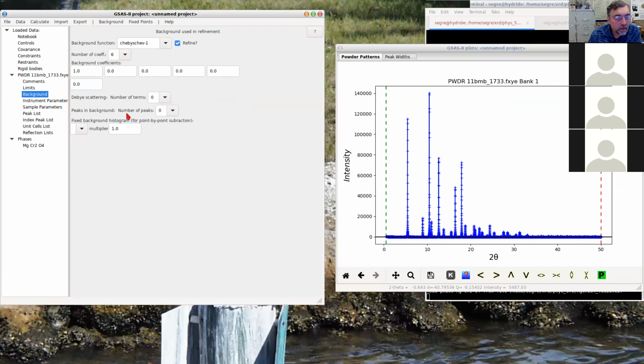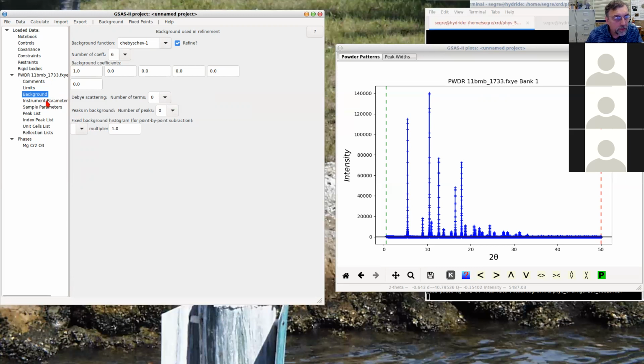Again, I do not use these a lot, but you can add peaks to the background. For example, if you have an amorphous peak, you can add a peak here and just make it really broad and fit it as a peak that doesn't correspond to the structure, but corresponds to an amorphous material. And that's also possibly done. You can also do point-by-point subtraction of an interpolated linear fit to the background. But the Chebyshev polynomials usually work pretty well.